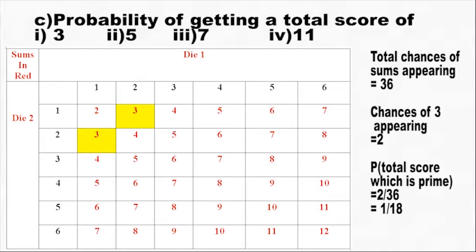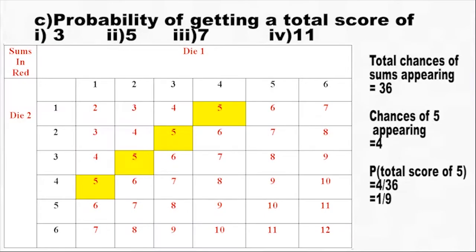The probability of getting a total score of 3 is equal to 2 out of 36. Since we have 2 sums of 3, this reduces to 1 out of 18. The probability of getting a total score of 5 is equal to 4 out of 36, since we have 4 sums of 5, and this reduces to 1 out of 9.